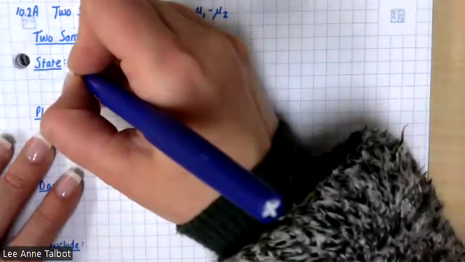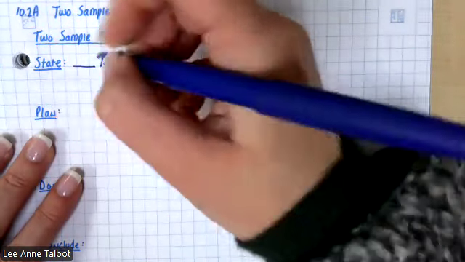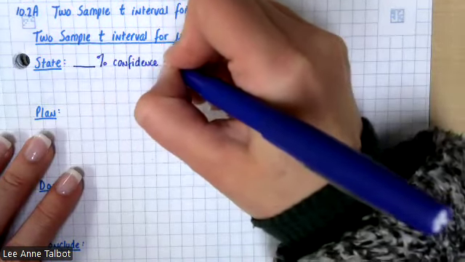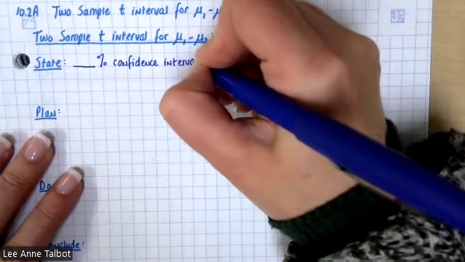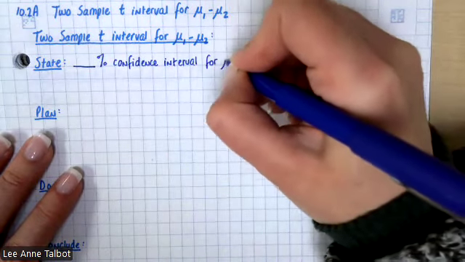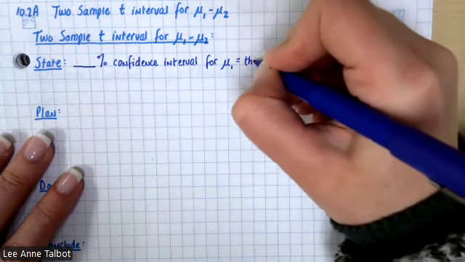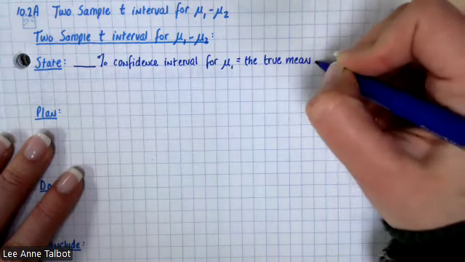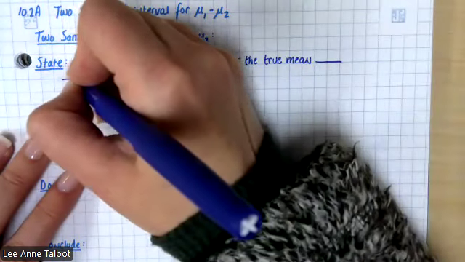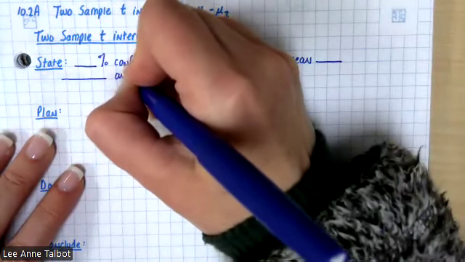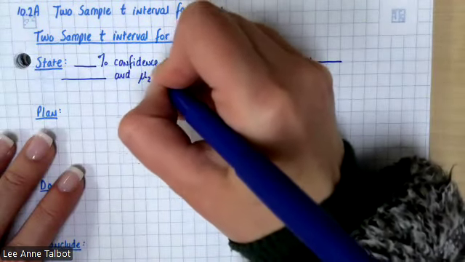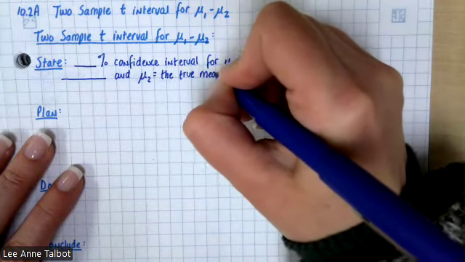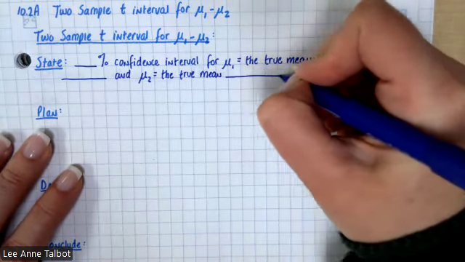And the state is going to be blank percent confidence interval for mu1 equals the true mean something or other, and mu2 equals the true mean something or other else.